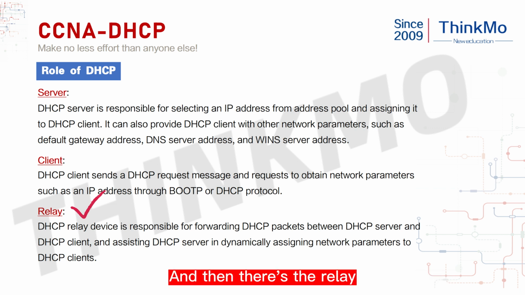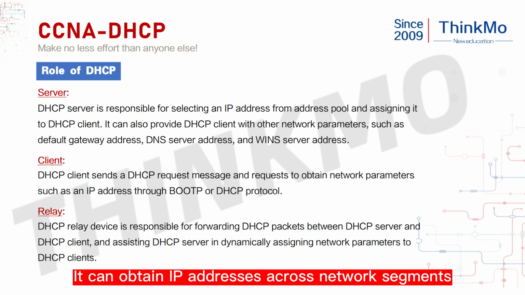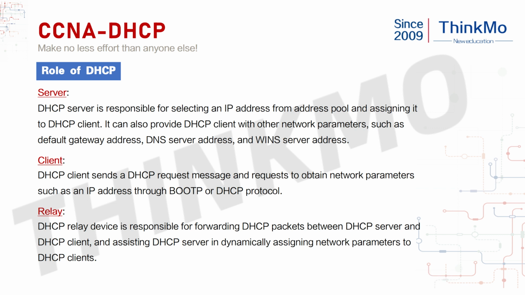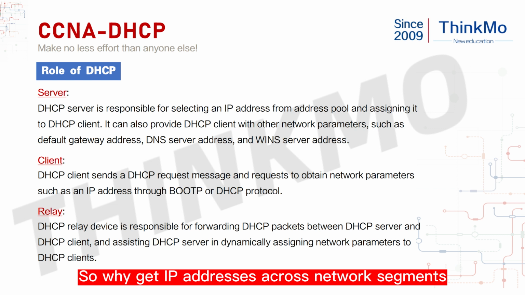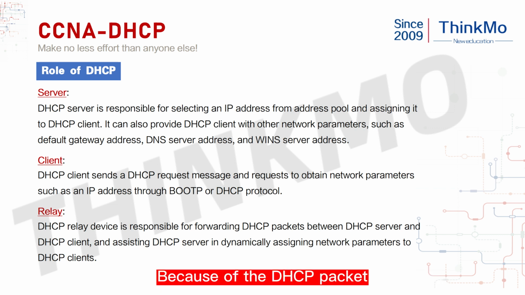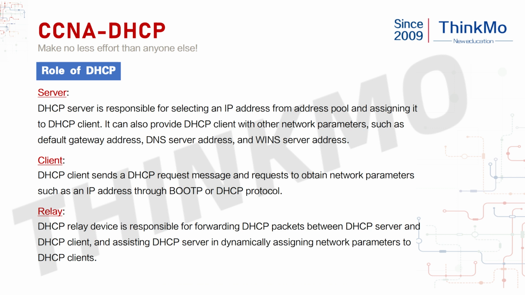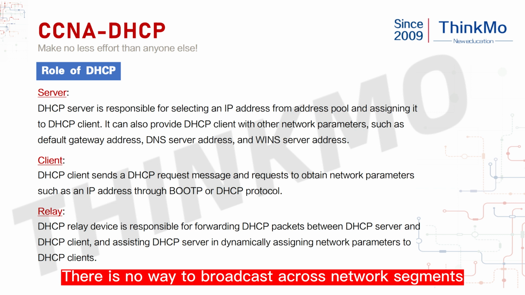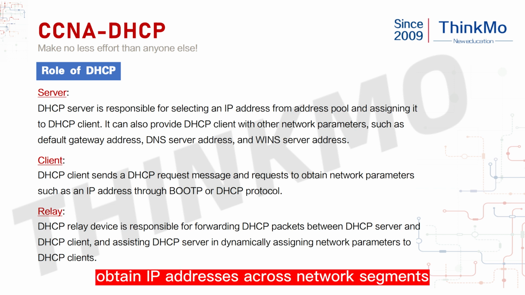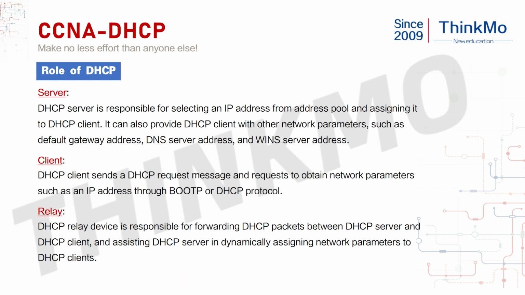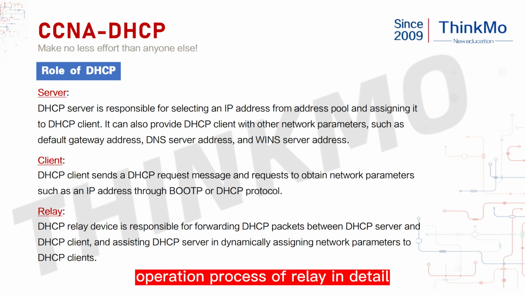And then there's the relay. It can obtain IP addresses across network segments. That's what the relay is for. So why do we need to get IP addresses across network segments? Because DHCP packets are mostly broadcast, and there is no way to broadcast across network segments. A relay is required to convert the broadcast to unicast to obtain IP addresses across network segments. Later we will talk about the operation process of the relay in detail.